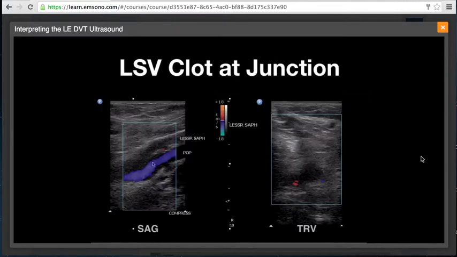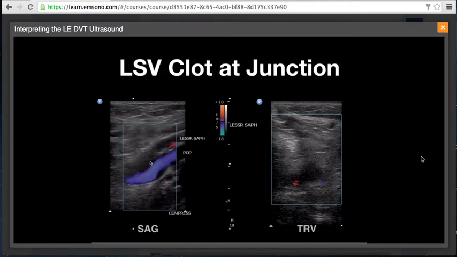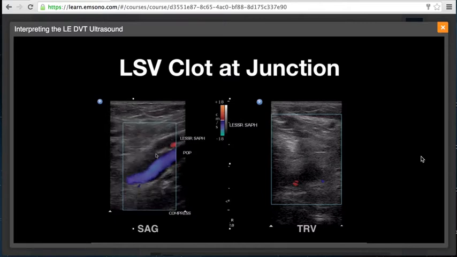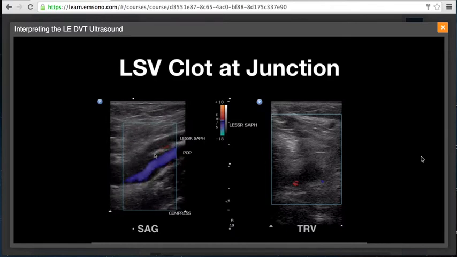Here's another patient who has clot within the lesser saphenous vein that goes right up to the insertion point into the popliteal. The popliteal vein itself did not have any thrombus, but the fact that the lesser saphenous was completely filled with clot right up to the insertion point led to treating the patient as a DVT.